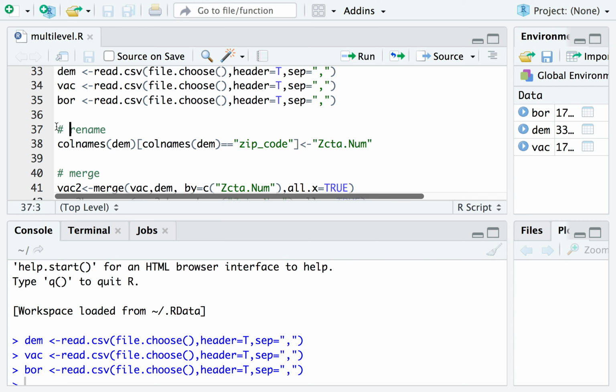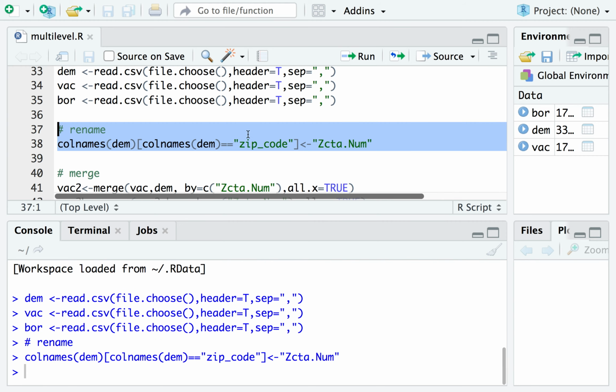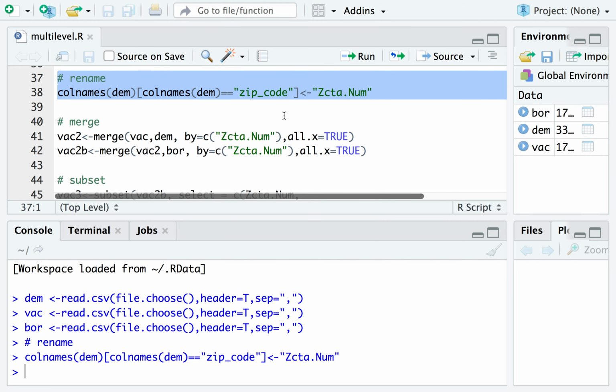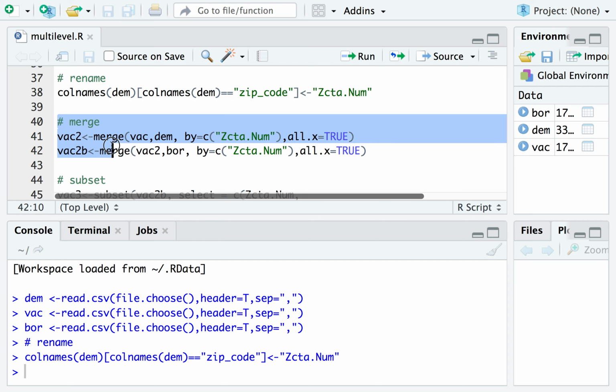So right here, I'm just going to do some quick data cleaning. I already loaded it, and you can see it already in my global environment. I want to make sure all the zip codes are named the same. This function right here allows me to rename a column so I can later merge it. And I'm using the merge function to merge vaccination rates with demographics, and then vaccination rates with borough information and neighborhood name.